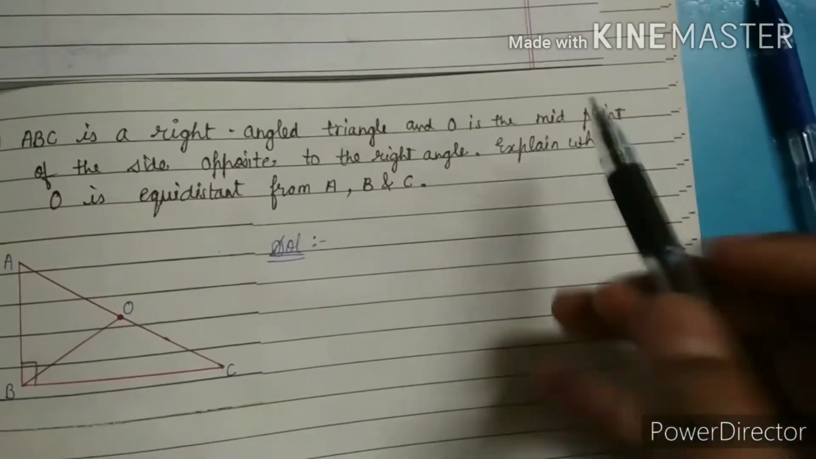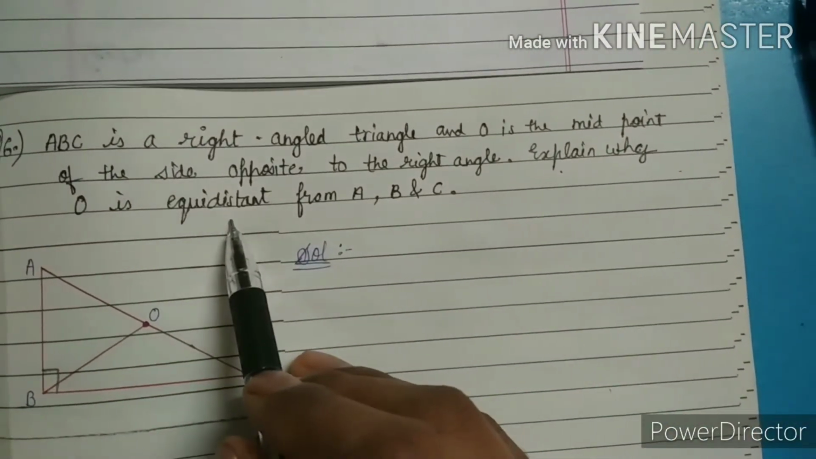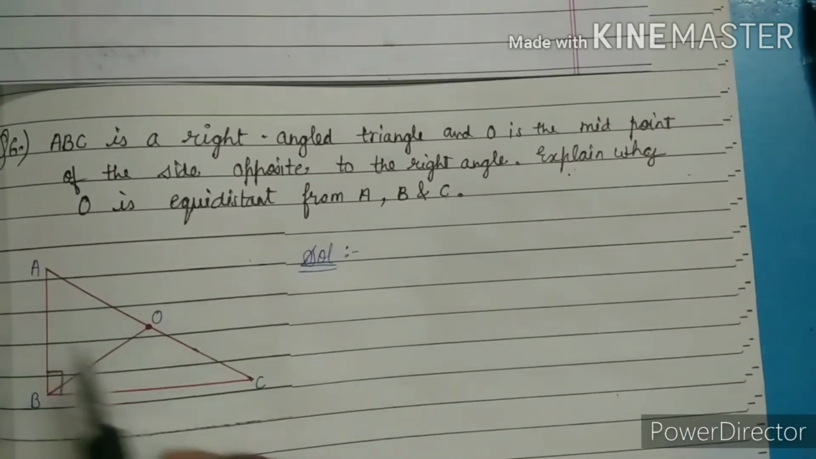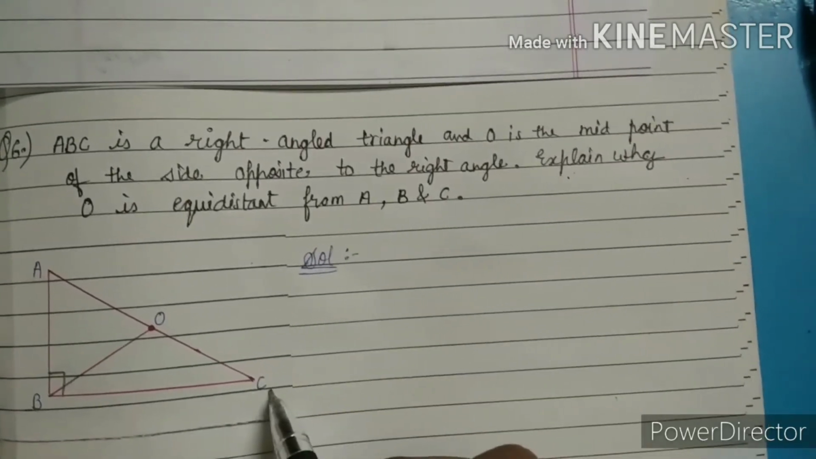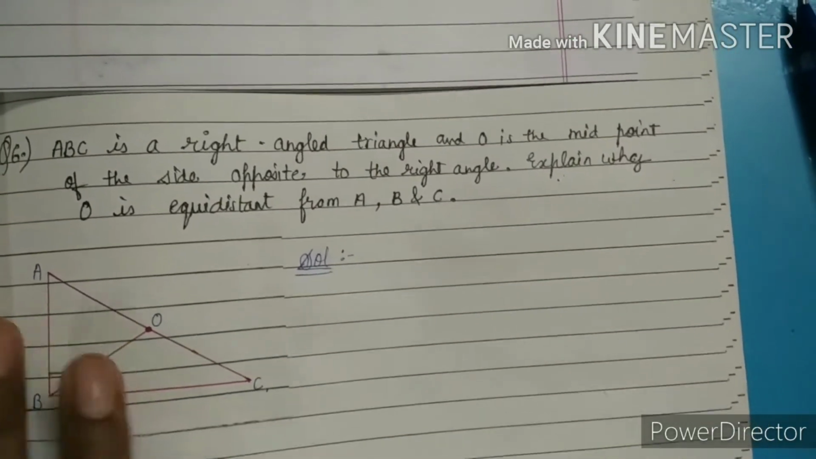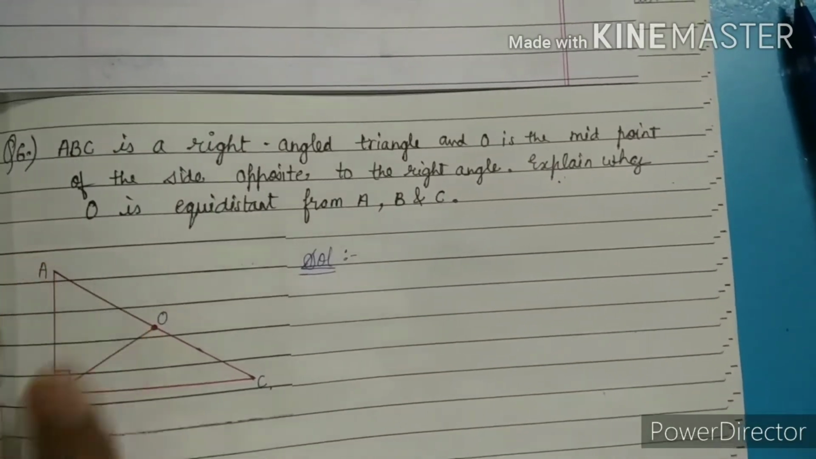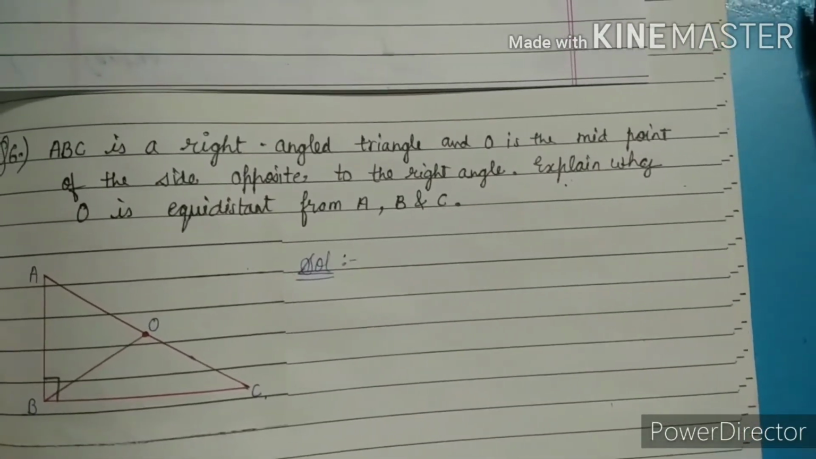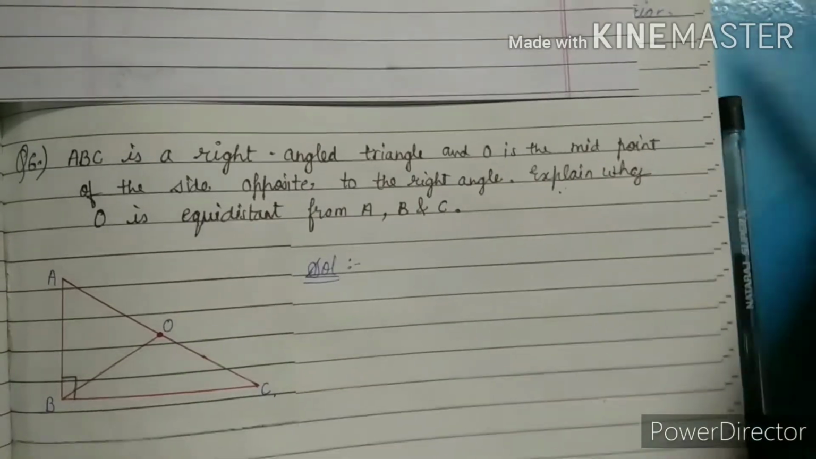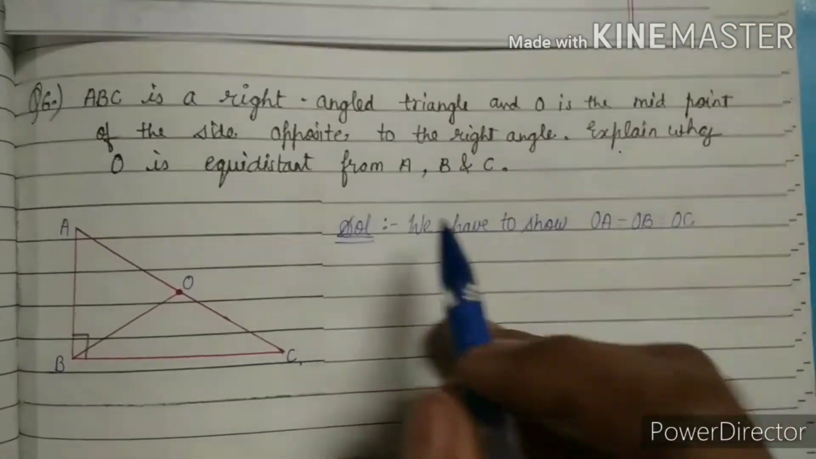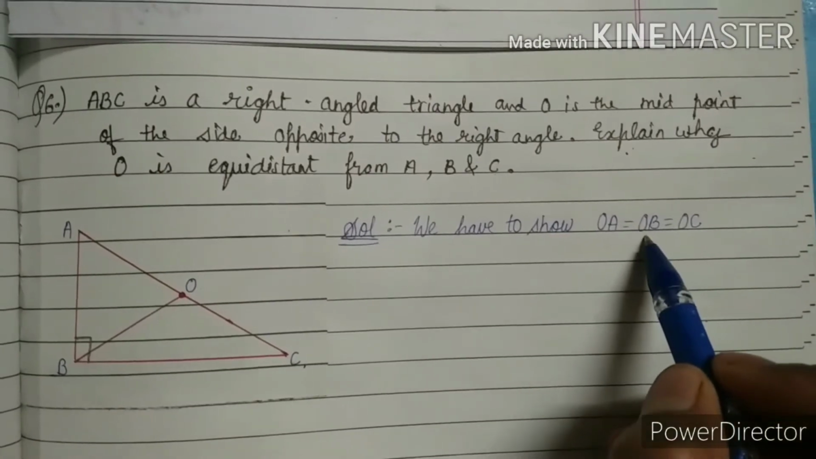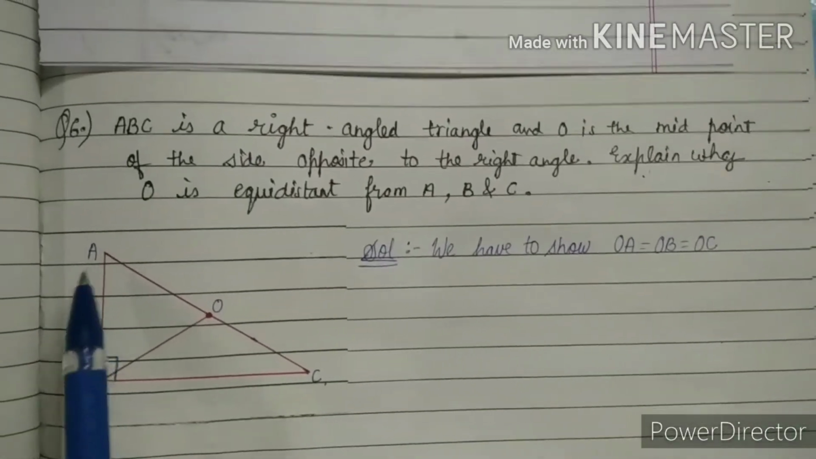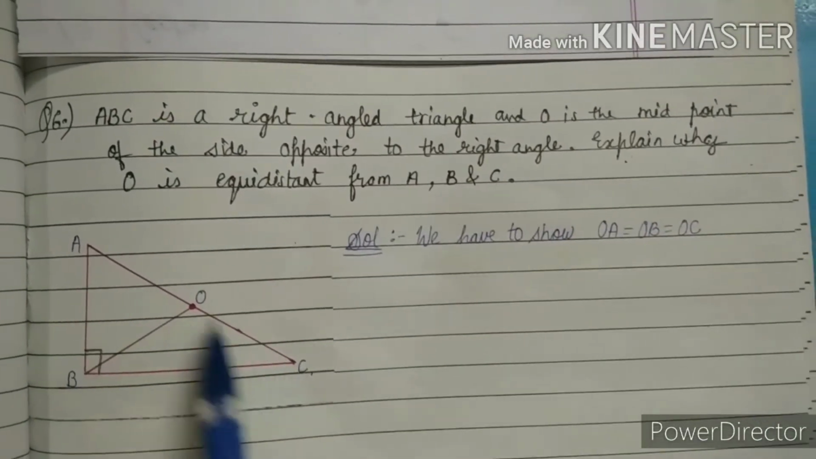Okay, explain why O is equidistant from A, B and C. So we have to show that O is equidistant from A, B and C. In simple words, we have to show that the distance OA, the distance OB and the distance OC are equal to each other. Firstly we write what we have to show: OA is equal to OB is equal to OC. This we have to show. Now as we can see, on AC, O is the midpoint.